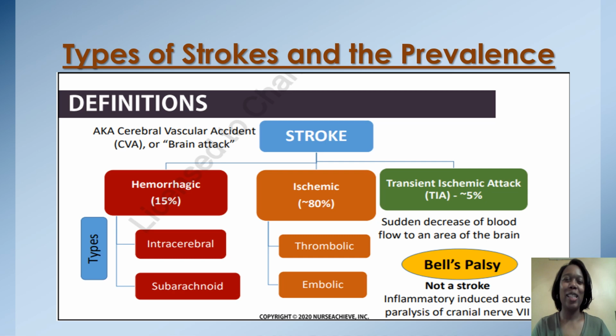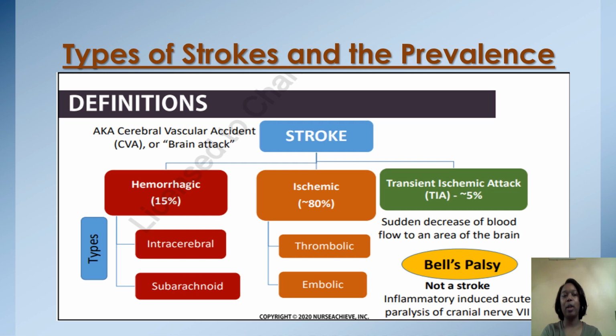So let's discuss the types of strokes and their prevalence. So there are two main types of strokes. One is hemorrhagic, the other is ischemic. 15% of CVAs are hemorrhagic strokes, which is a brain bleed that damages the brain tissue due to the increased pressure in the brain.